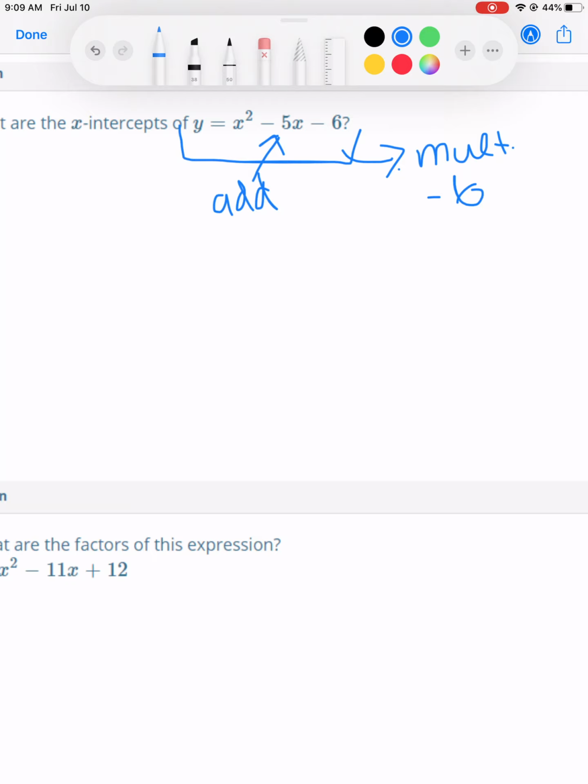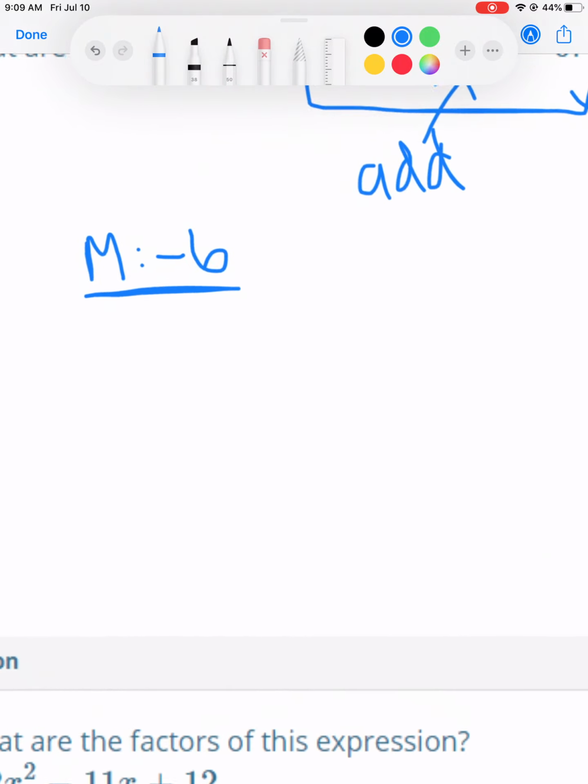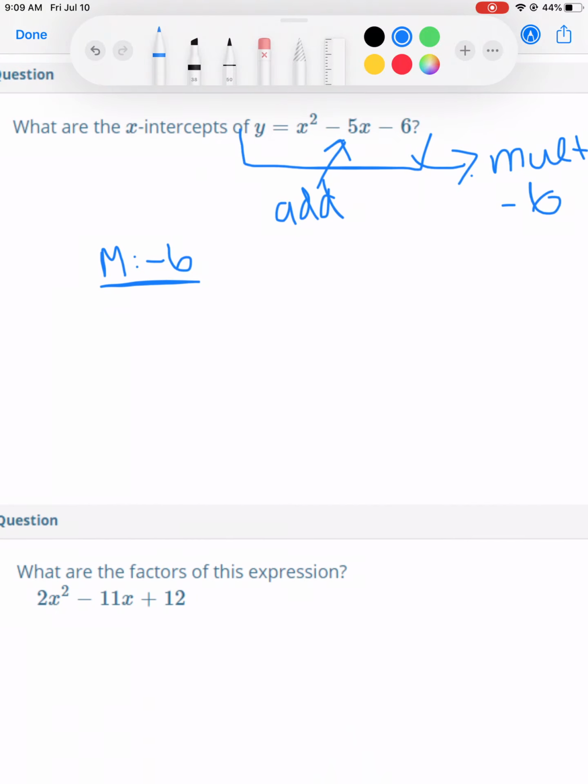So I'm going to go through the multiples of -6 first. Because it's a negative, one number needs to be positive, one number needs to be negative. So I've got 1 and -6, and I've got -1 and +6. I've got 2 and -3, and then I've got -2 and 3. And that's it, because then if I go on to 3, we've already done it with 2. Okay, so these are all my numbers here.